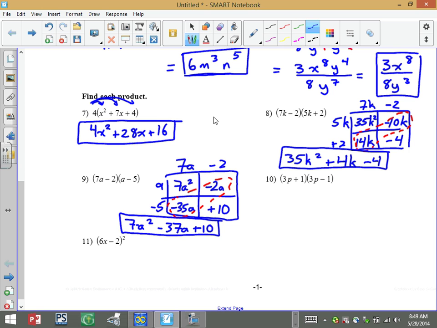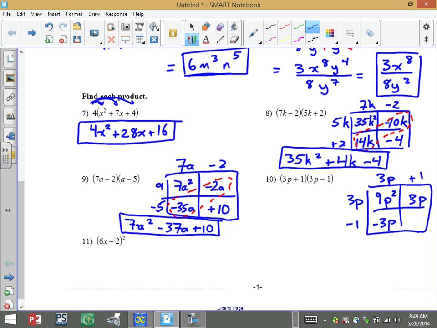One more example of this particular type of problem. We got 3p plus 1, 3p minus 1, so 3 times 3 is 9, and we got p squared. 1 times 3p is 3p, and negative 1 times 3p is negative 3p, and then negative 1 times positive 1, negative 1. So we'll go ahead and start combining some like terms. So we're left with 9p squared. 3p plus negative 3p is 0. So that's all we have to put right there.